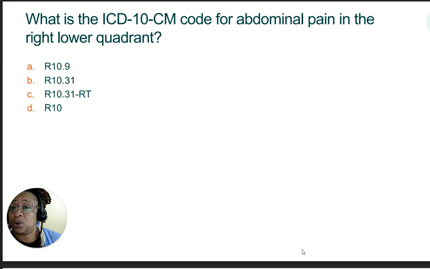What is the code for abdominal pain in the right lower quadrant? So for this particular one, we can eliminate C, because this is not a CPT code, so it doesn't require any modifiers to be added. But the actual correct code would be R10.9, just because I know that off the top.